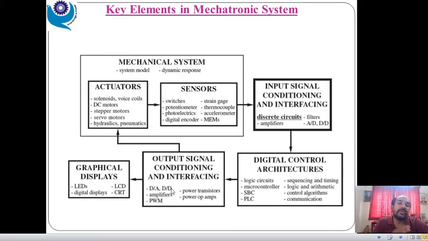One more thing is, if you want any kind of display, we can connect a graphical display or monitor, something like that. There are LED displays, LCD displays, and digital displays like CRT, that is a monitor. On that you can observe the output, which gives certain indication or information. So this is a basic block diagram of mechatronics, that is key elements in mechatronics system.